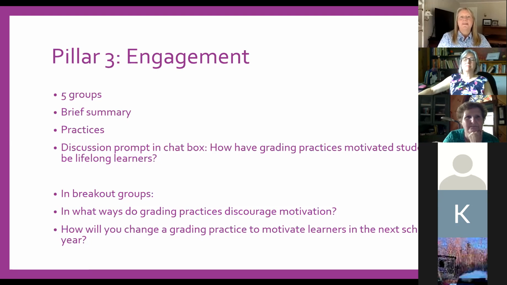So the driving principle behind the motivation pillar is that the way that we grade should motivate students to achieve academic success, support a growth mindset, and give students opportunities for redemption. And I'm sure you'll hear all sorts of things, because there are five groups, about what some of those specific practices are. Our group was a collaboration between Kennebunk High School English teachers and Marshwood High School English teachers.